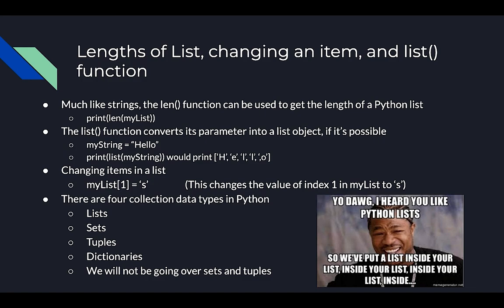The list function converts its parameter into a list object if it's possible. It only does it for strings, I think, and it doesn't work with numbers. So if you see here, I just did hello, and if I turn that into a list, it'll turn it into H, E, L, L, O. Changing items is basically you call the index of my list, and then I just turn it into S. So whatever is in the first index value of my list now will become an S. I'll demonstrate that real quick. Oh shoot, that's an important concept too.